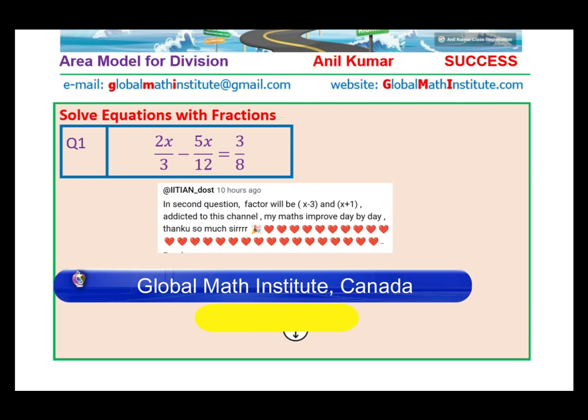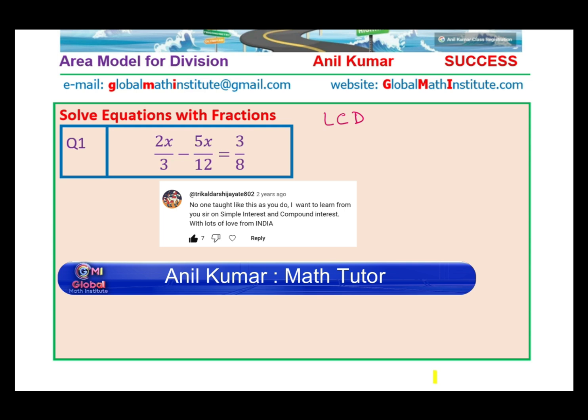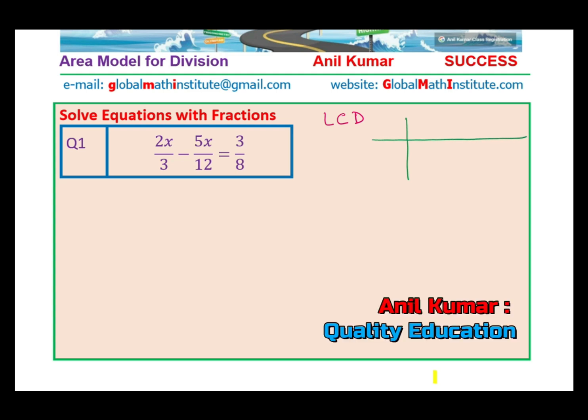The very first one here is 2x over 3 minus 5x over 12 equals 3 over 8. So let's find the lowest common denominator. Now, there are three numbers to work with. The strategy which I use is kind of like this. Write down the three numbers which are 3, 12, and 8. Now, two of them can be divided by 3, for example.